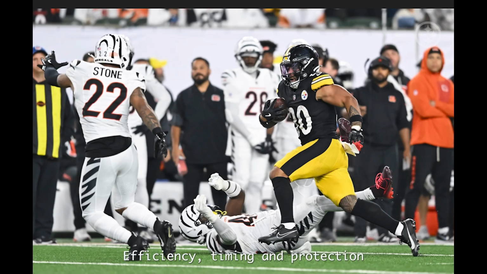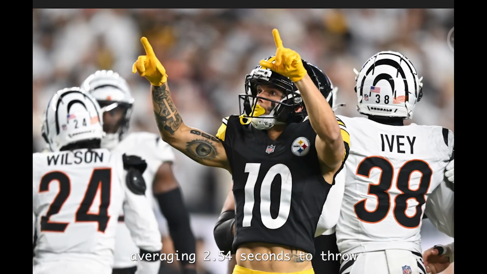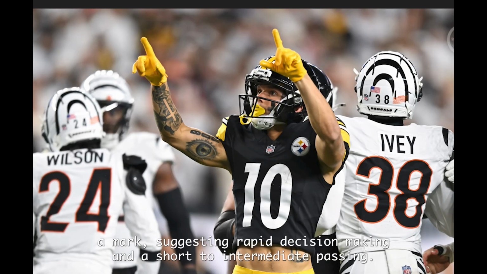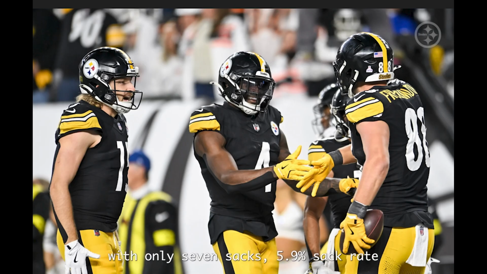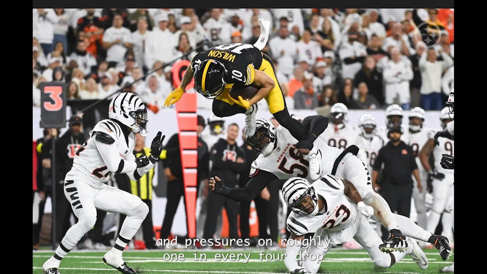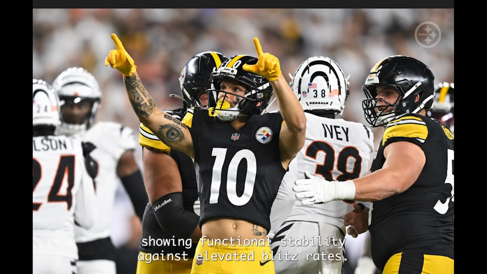Efficiency, timing, and protection. Rodgers' quick rhythm is a defining trait in these scenarios, averaging 2.54 seconds to throw, a mark suggesting rapid decision-making and a short to intermediate passing focus. Protection has held up well under long-yardage stress, with only 7 sacks, 5.9% sack rate, and pressures on roughly 1 in every 4 dropbacks, 25.8%. The offensive line's 2.83 seconds to pressure ranks around league average, showing functional stability against elevated blitz rates.